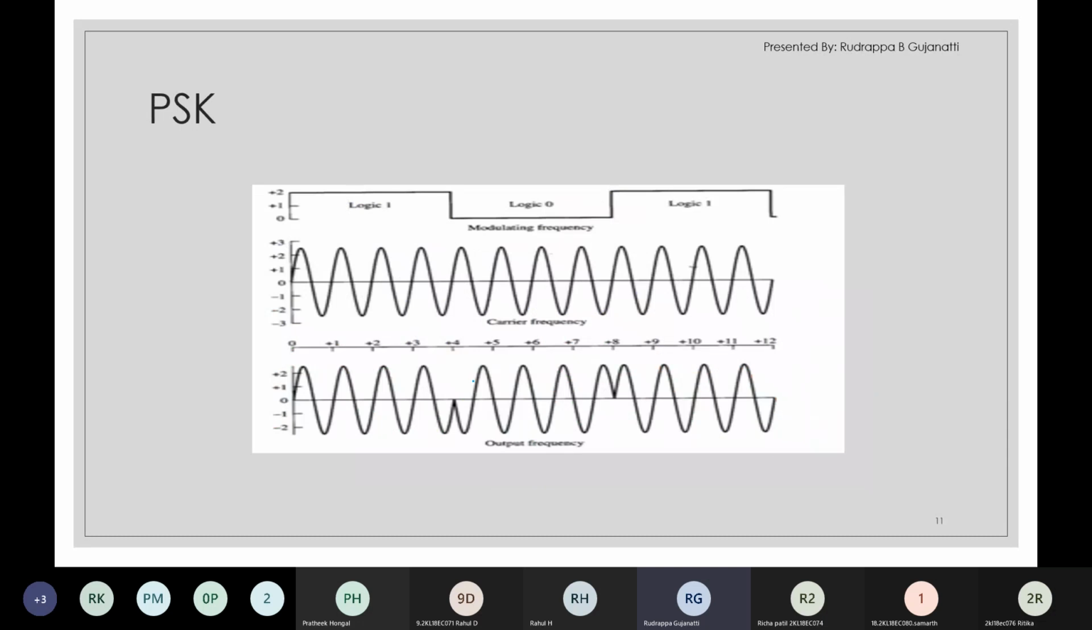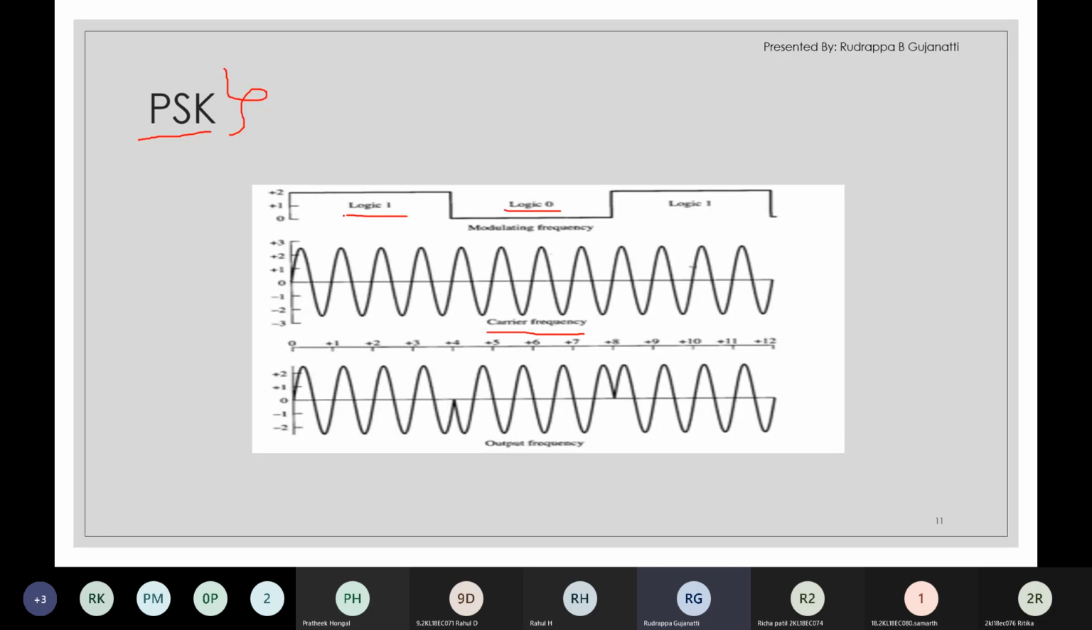Next, we have to look at PSK. Again, this is a digital modulation technique in which we make use of logic 1 and logic 0, that is bit streams, to modulate the carrier signal. So here we have the carrier signal. This is logic 1, logic 0. So this is a bit sequence.